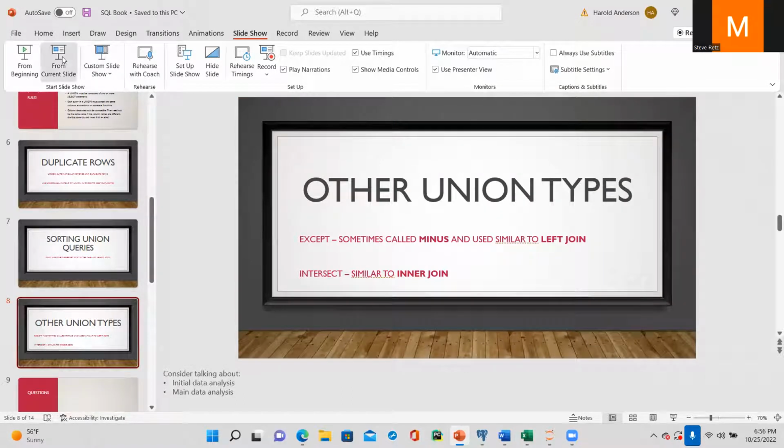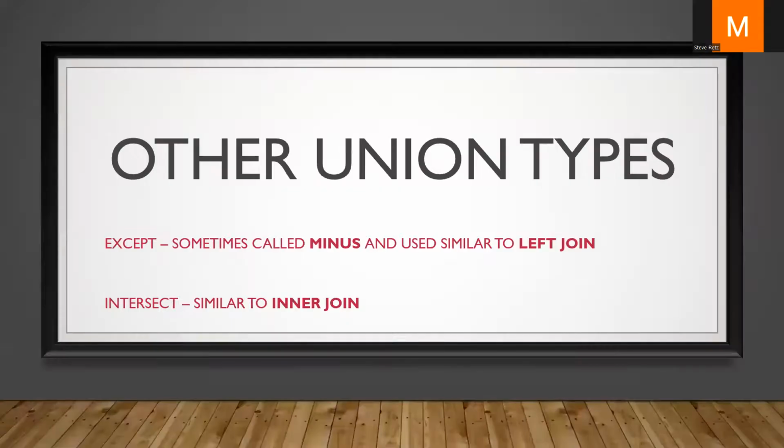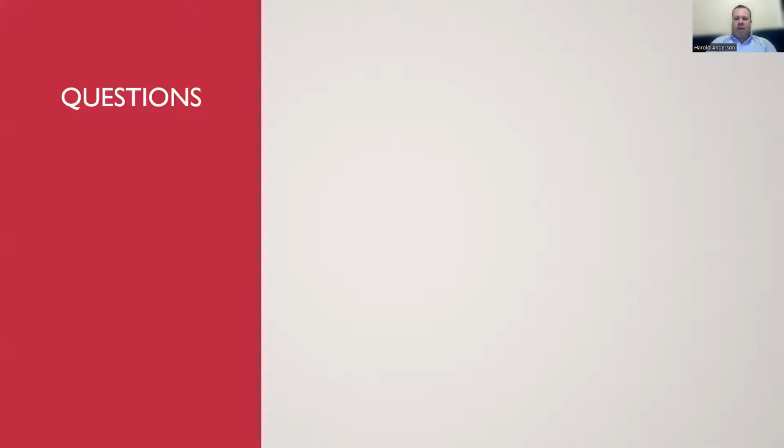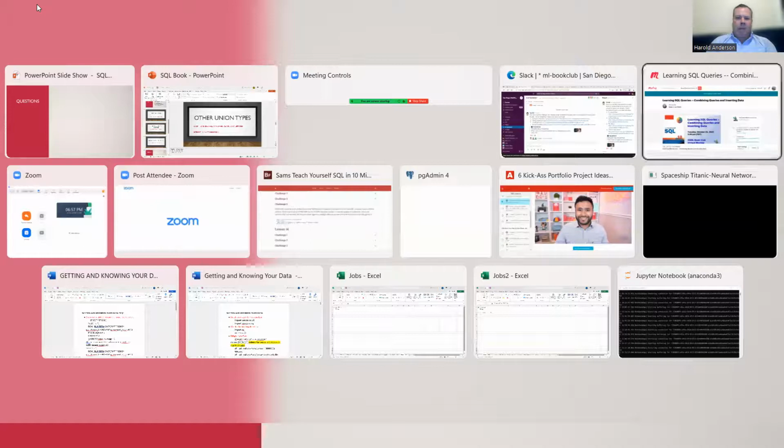Except and intersect, similar to inner join. Do we have examples of this selection criteria? Is the keyword minus in this situation, or is it except? In the book, it says except, and then in parentheses, sometimes called minus. I can even try and run a quick example.